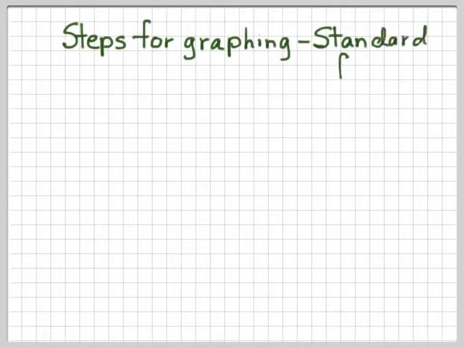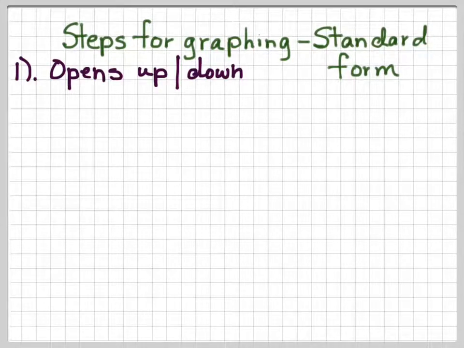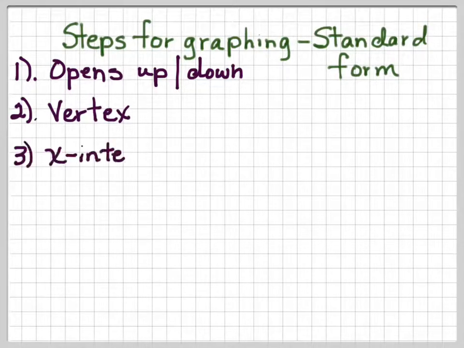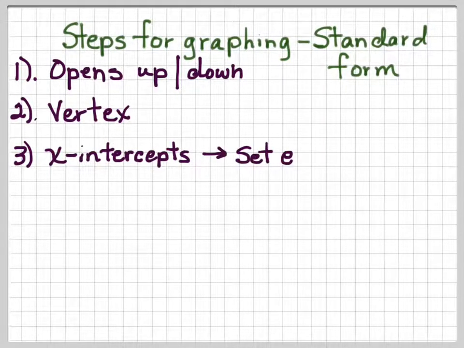Okay, let's talk about steps to graphing in standard form. I'm going to suggest that you write these down and keep them by you as you're working your way through your examples, your checkpoints, and then your homework. The first thing is we have to decide, is this going to open up or down, just to give us an idea of which direction it's going to go. Then we're going to identify the vertex. And then we're going to find the x-intercepts. What that means is solve the equation for x. X-intercepts are also called roots or solutions, which means you're going to set the equation equal to 0 and solve.